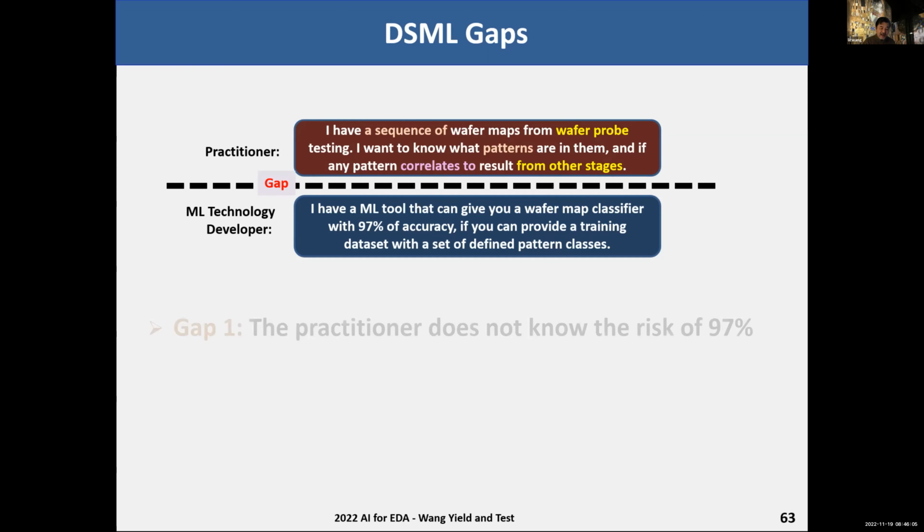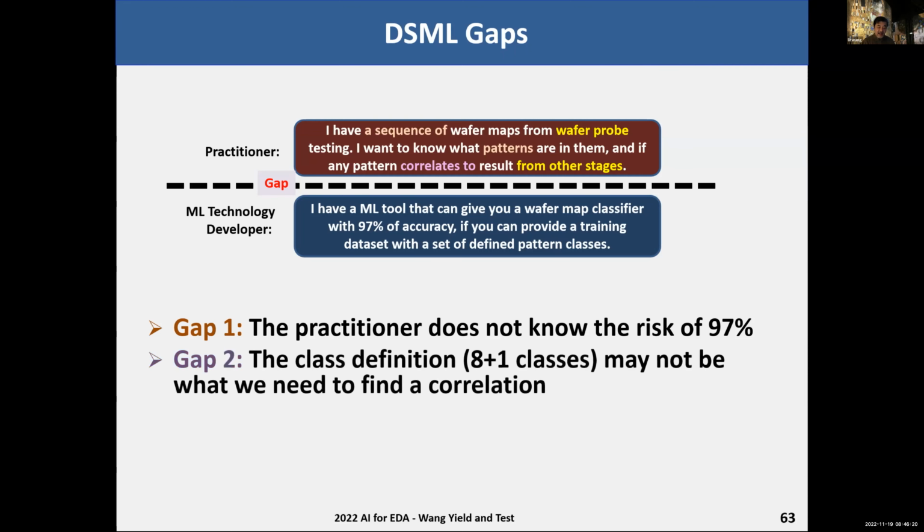And as a starter, I don't know how to explain the true meaning of my 97% to my company's collaborator. Therefore, it's hard to convince them to effectively use the technology. And even if I can, let's say, bypass that issue, the specific class definition may not be what we want in order to find a correlation. I don't know what class definition makes sense in this context.